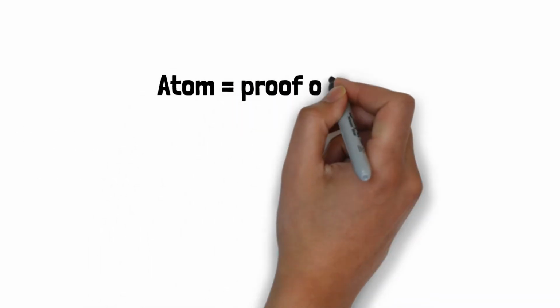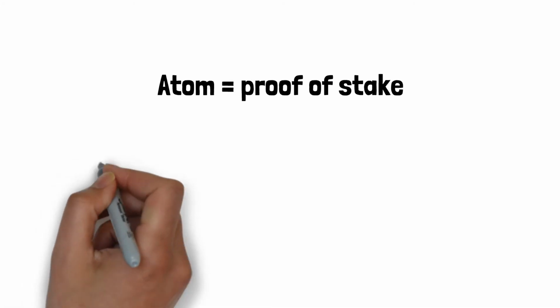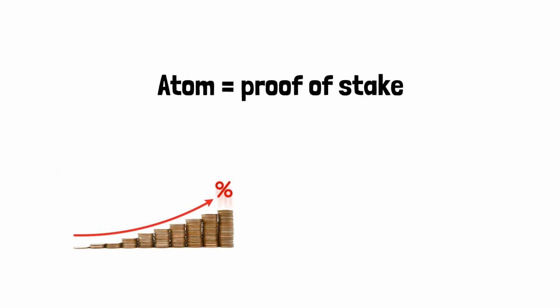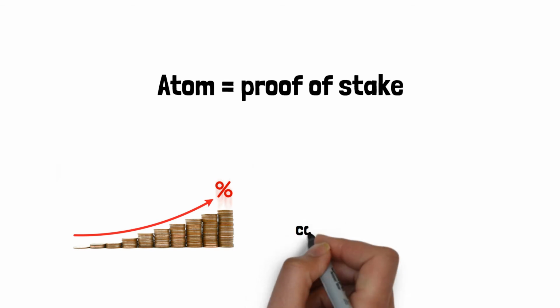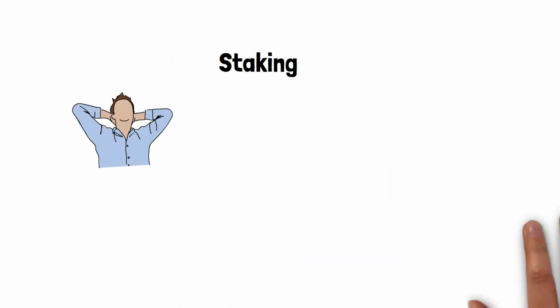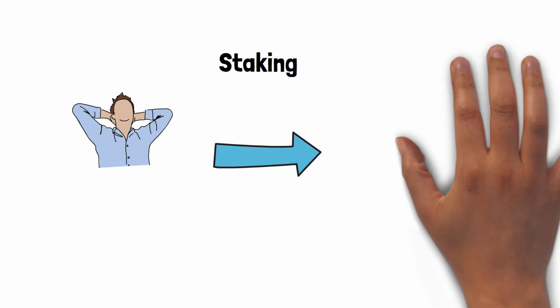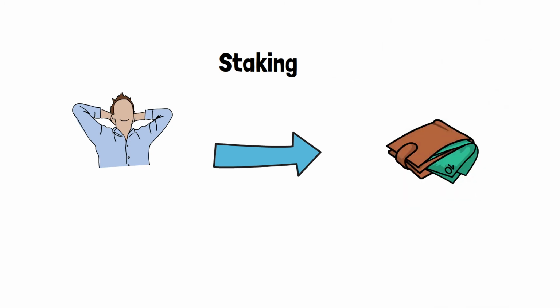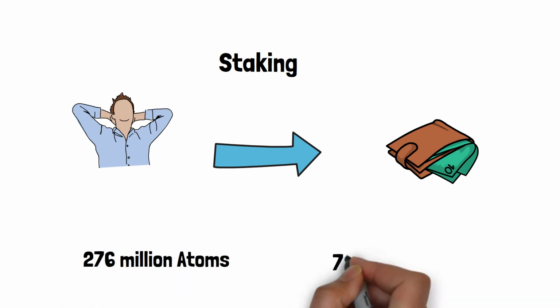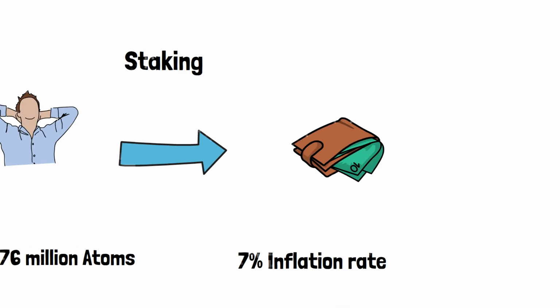So, Atom is a proof of stake coin, meaning you can delegate tokens into pools and earn interest on your holdings. This is called staking. Staking locks up your Atom and has a cooling off period of 21 days. Atom released a statement that they aim for about 80% of the Atom in circulation to be staked. People can earn money from the staking by earning a percentage of people's fees when interacting with the network. There is currently about 276 million Atoms in circulation with a 7% inflation rate.